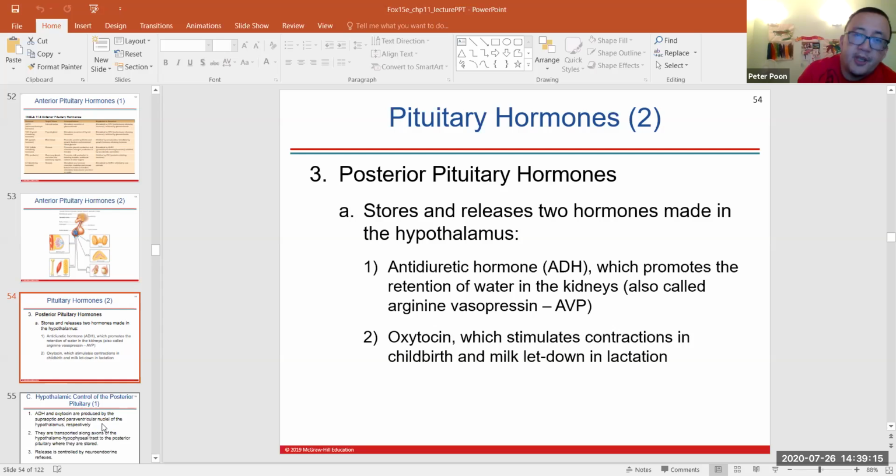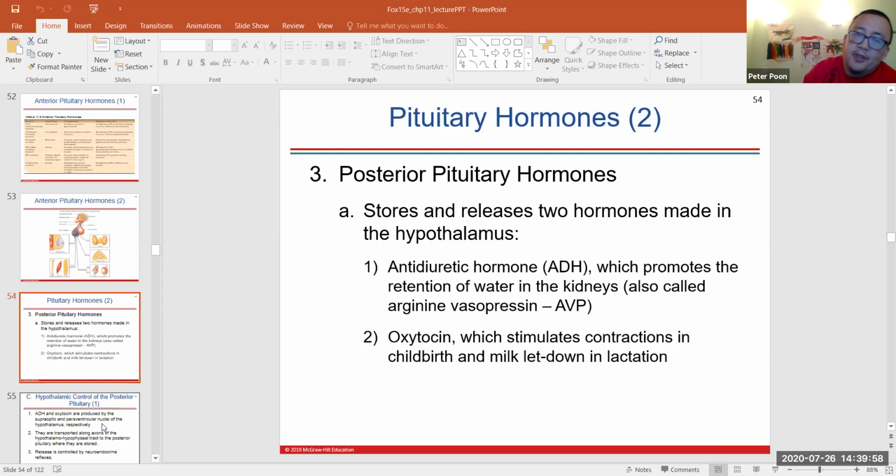The posterior pituitary. The posterior pituitary is directly connected to the hypothalamus through a tract, and it secretes two hormones. One is ADH, which promotes retention of water in the kidneys, also known as vasopressin. Vaso, vasculature, pressin, pressure, increased pressure. The second one is oxytocin. Oxytocin stimulates contractions in childbirth and milk letdown and lactation.